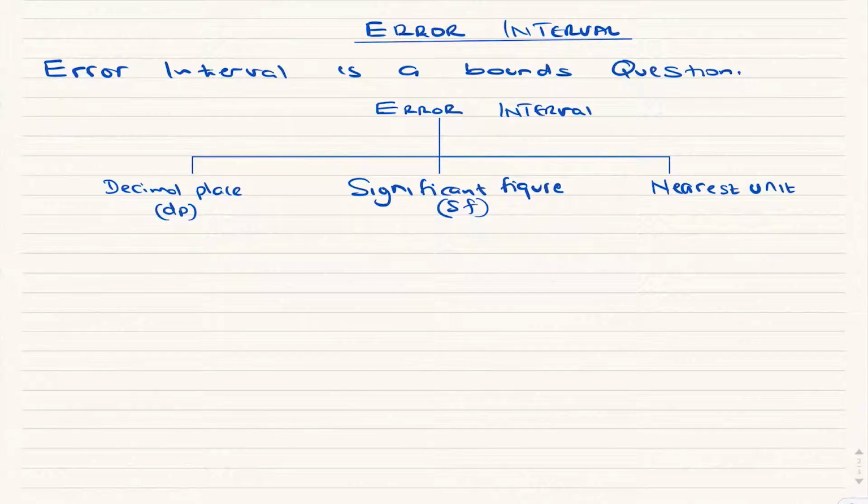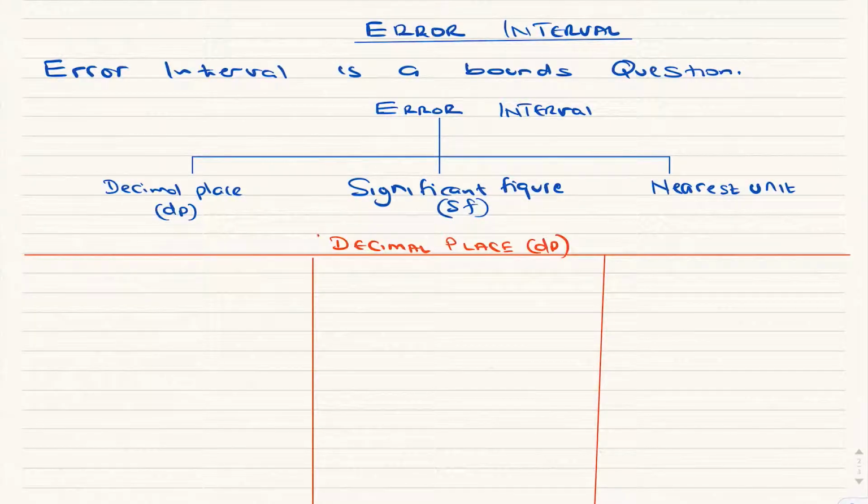Error interval. Error interval is a bound question. Error interval has three types: decimal place, significant figure, nearest unit. Decimal place example.